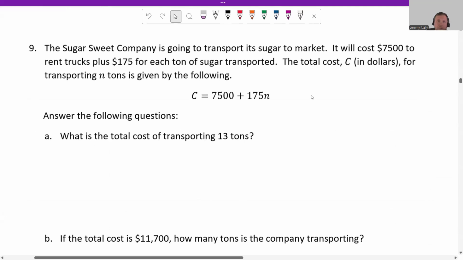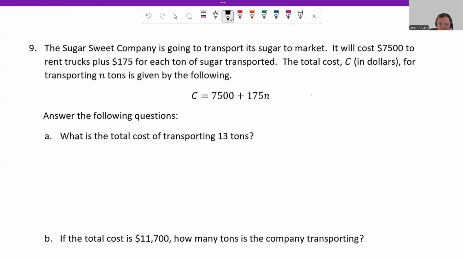The sugar sweet company is going to transport its sugar to market. It will cost $7,500 to rent trucks, plus $175 for each ton of sugar transported. The total cost, C, in dollars, for transporting n tons is given by the following. C equals 7,500 plus 175 n. Answer the following questions. What is the total cost for transporting 13 tons?